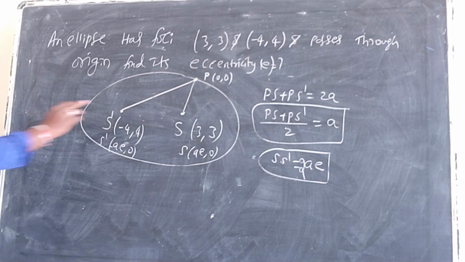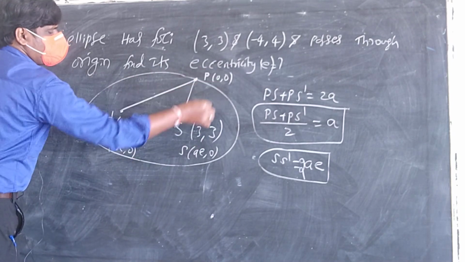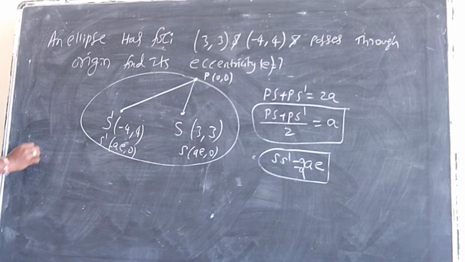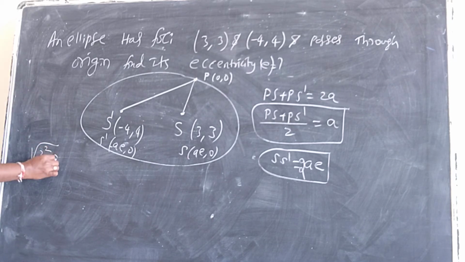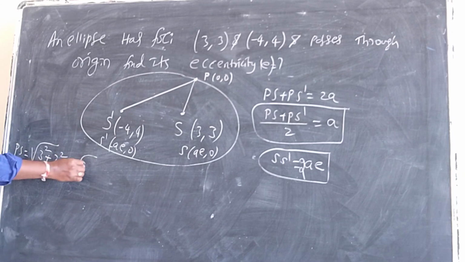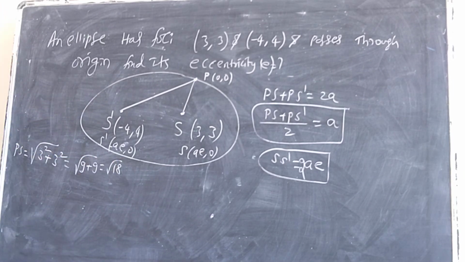The distance PS will be the square root of (x2 minus x1) whole square plus (y2 minus y1) whole square. So under the root, (3 minus 0) whole square, 3 square, plus (3 minus 0) whole square, that is also 3 square. This is the distance PS. So under root of 9 plus 9, under root of 18 you get the PS value.